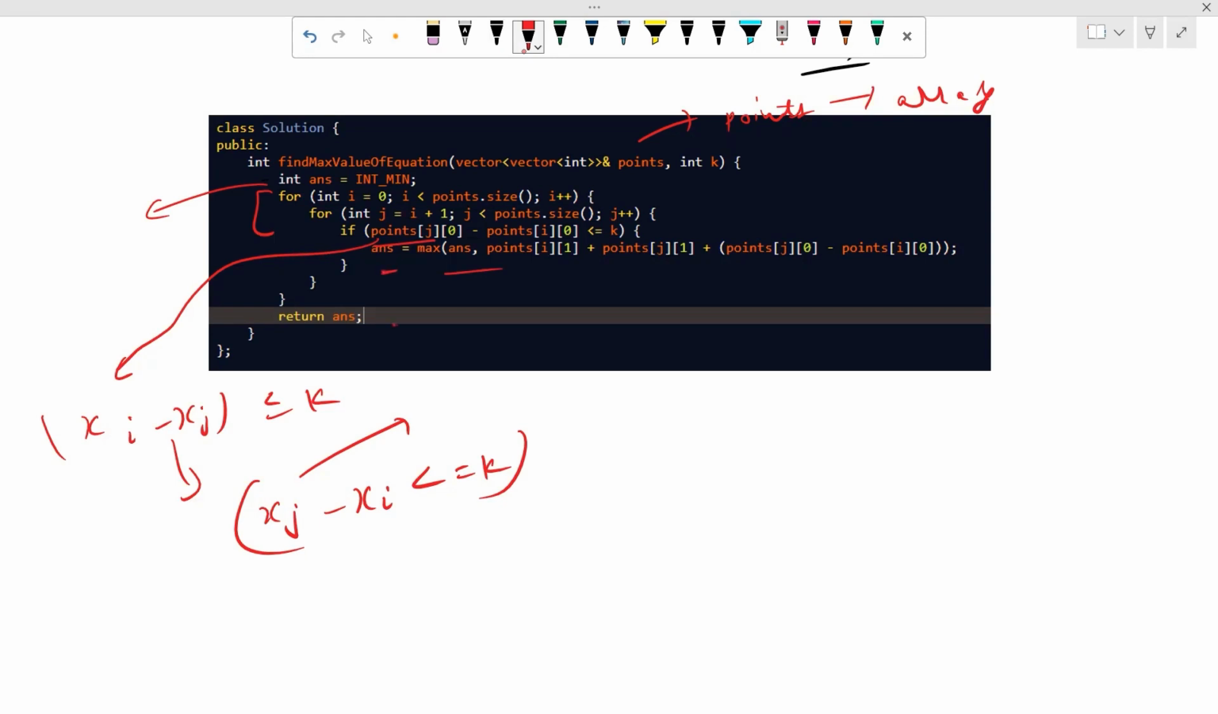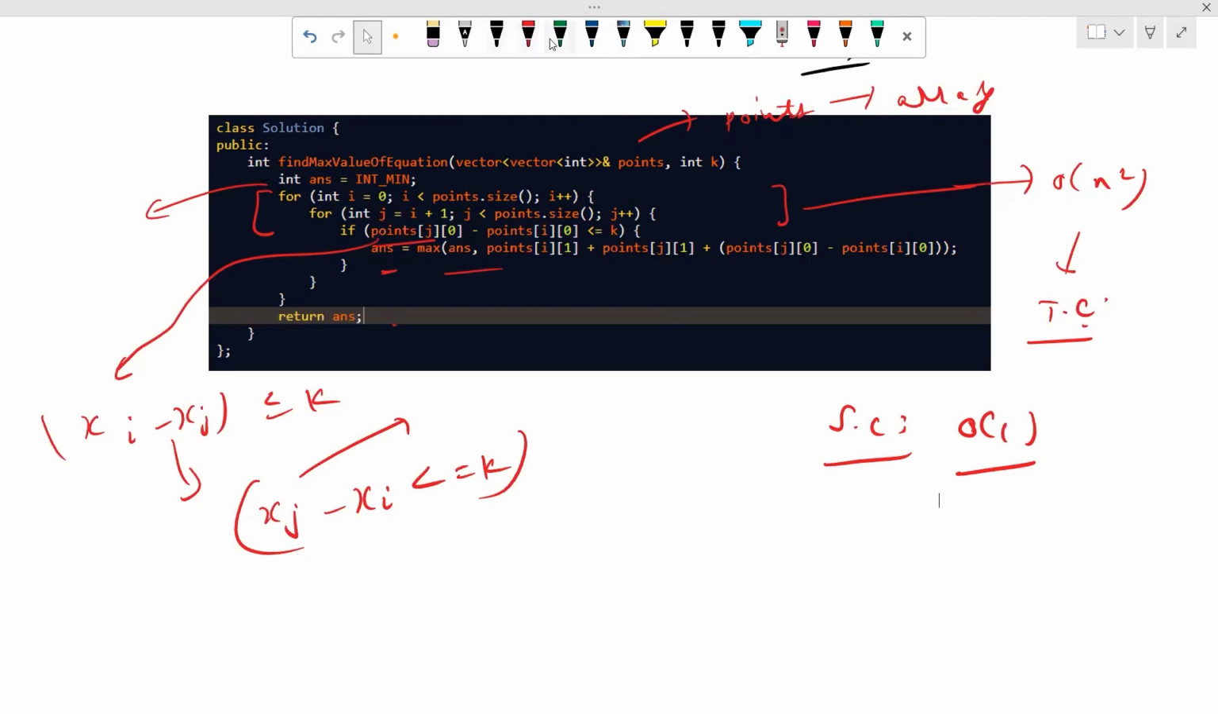So now let's discuss the time and space complexity for the same. Since we are using two for loops, this will require big O of n square time complexity, and the space complexity would be constant because we don't need any extra space for the same, right? So now let's try to optimize this approach, right? So now let's talk about the optimized approach.